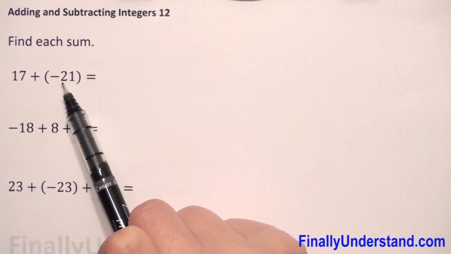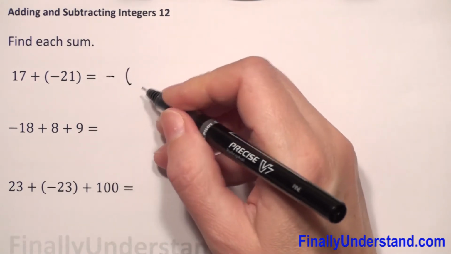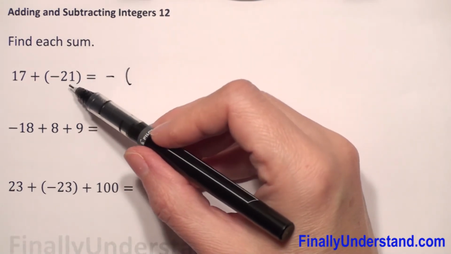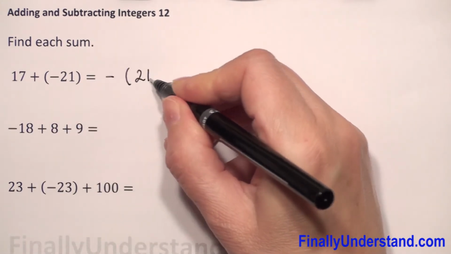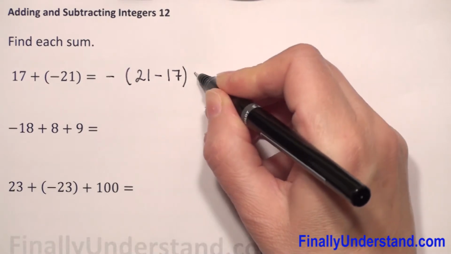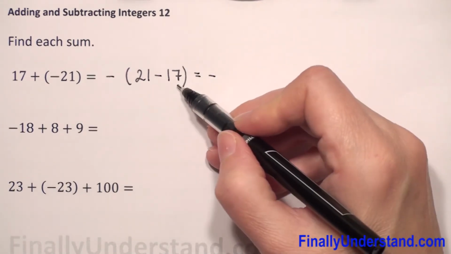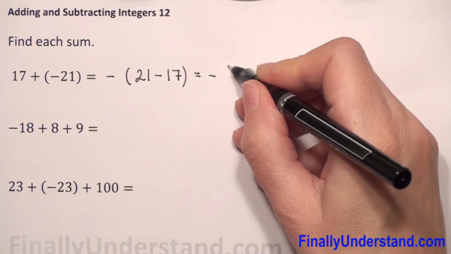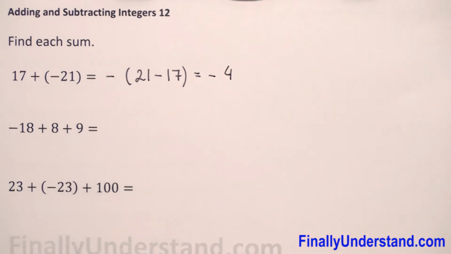We have negative 21. So we copy this negative sign, we open parentheses, and we just subtract the smaller number from the greater number. So we have 21 minus 17. So this is equal to... we rewrite the negative sign, and 21 minus 17 is 4. So the answer is negative 4.